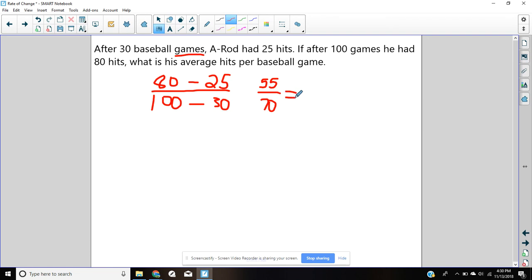Now here's where it gets a little tricky because this is a number that is not a whole number. So when you look at this example in baseball, we would write this as a decimal. But in our fraction, we're going to keep it as that, and we could simplify it if we would like. We're going to keep our rate of change as 55 hits over 70 games.